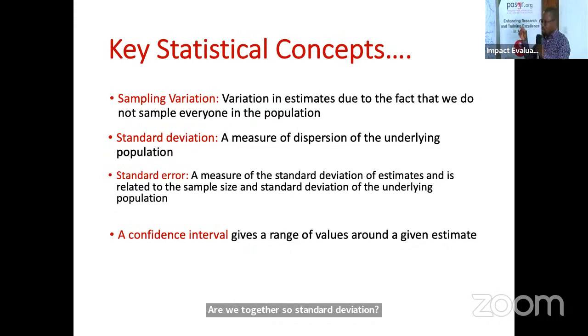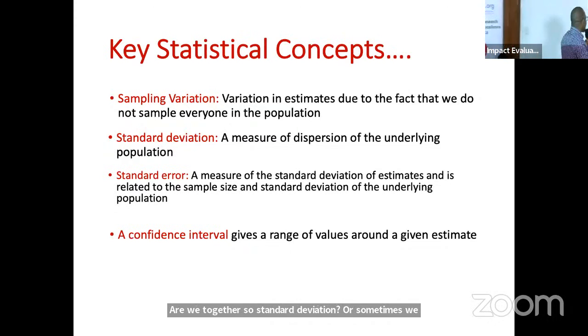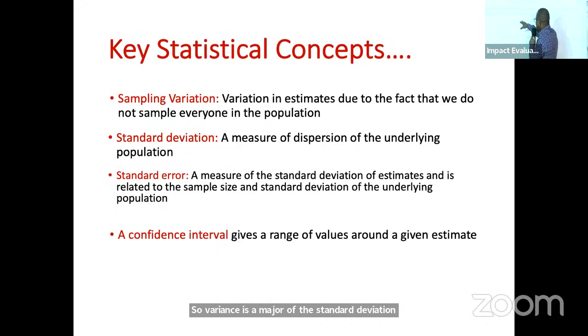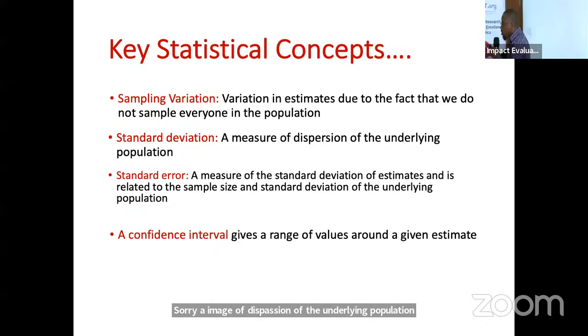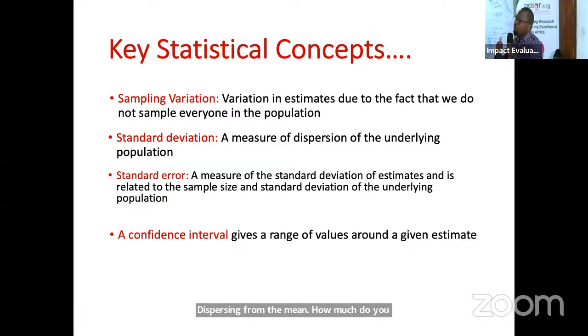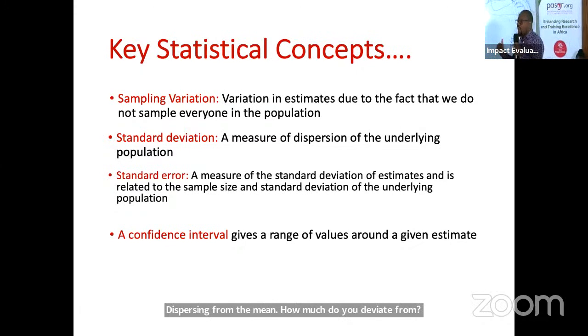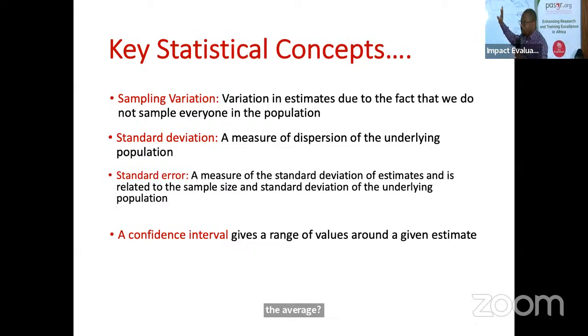Standard deviation is the square root of variance, right? So variance is a measure of dispersion of the underlying population. Dispersion from the mean. How much do you deviate from the mean? How far away are you from the average? So the farther away you are, an outlier.